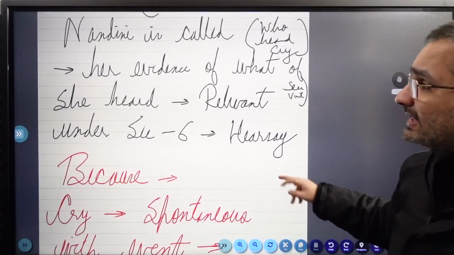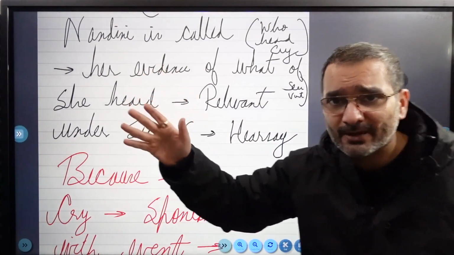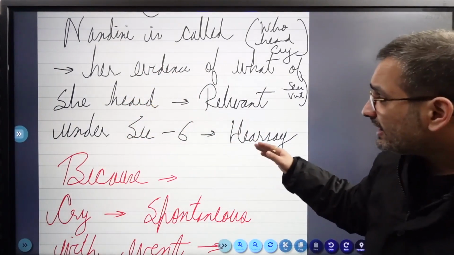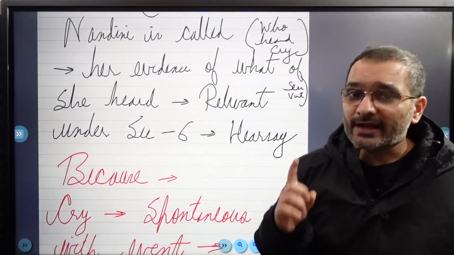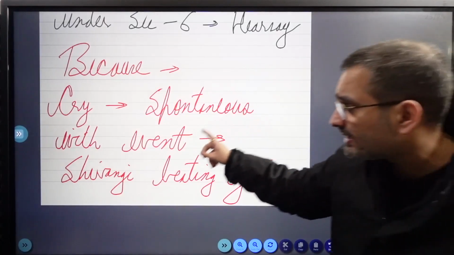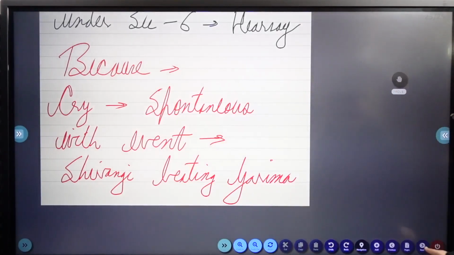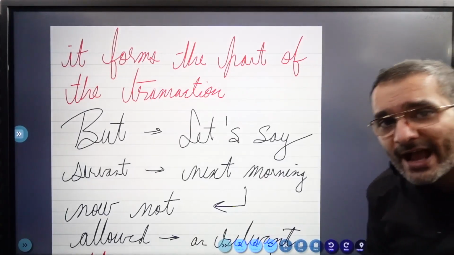So under section 6, even though it is hearsay, just ignore the dolls in the background. They keep going mad, my neighbours, even in lockdowns. Even if it is hearsay, please do remember that this can be admitted under section 6 because the cry was spontaneous with the event, Shivangi beating Garima, which was the event. It forms part of the transaction, all right?